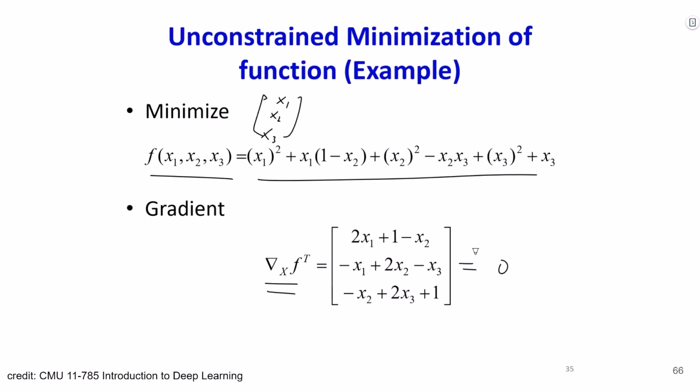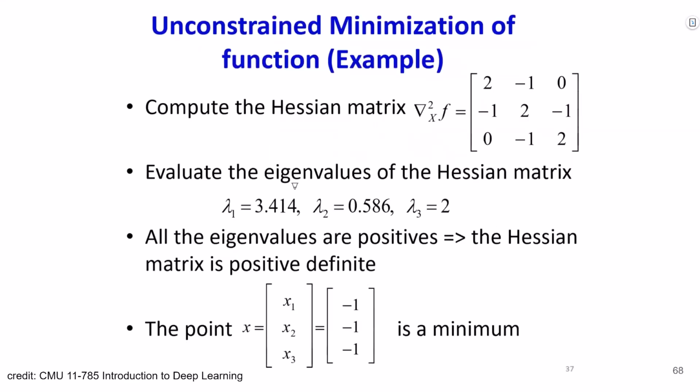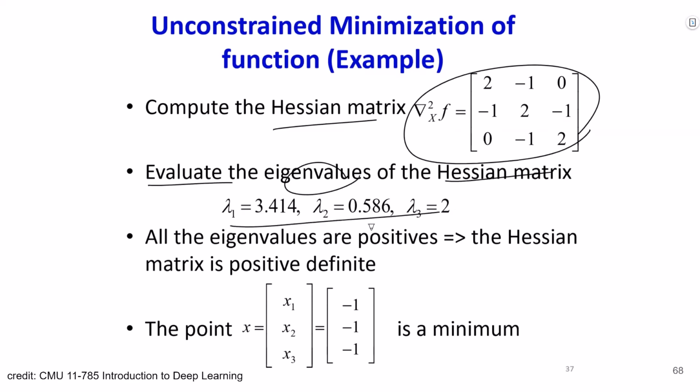All right, have you calculated the position where the gradient becomes 0? You can solve this problem by solving 3 equations, and you can get that when x is -1, -1, -1, the gradient is 0. Then we compute the Hessian matrix at that point. And the result is this one. And you can evaluate the eigenvalues of this Hessian matrix as follows. And because all these eigenvalues are positive, the Hessian matrix is positive definite. Therefore, we can say this point is a minimum. So this is the process of finding the minimum of a scalar function of multivariate input.